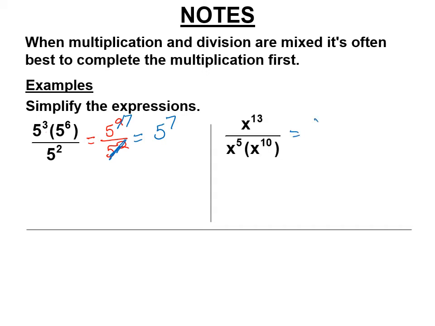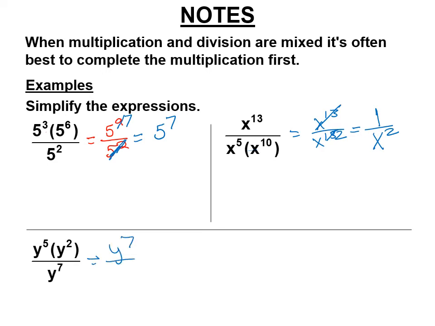Again, I would rewrite the x to the 13th. When you multiply powers, you add the exponents and get x to the 15th. Those cancel, and we have 2 extra, 1 over x squared, right? The x squared is in the denominator. Here, y to the 5th times y squared, y to the 7th, y to the 7th over y to the 7th equals y to the 0 equals 1.